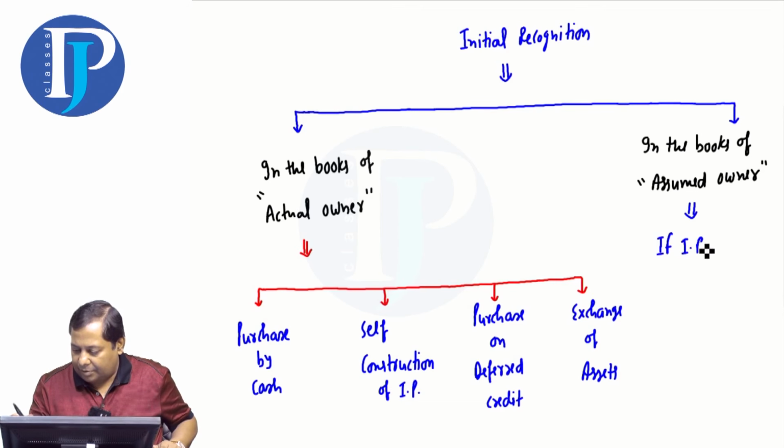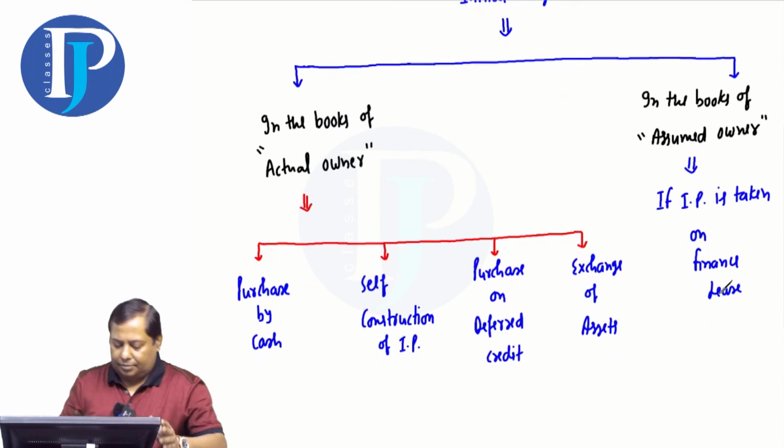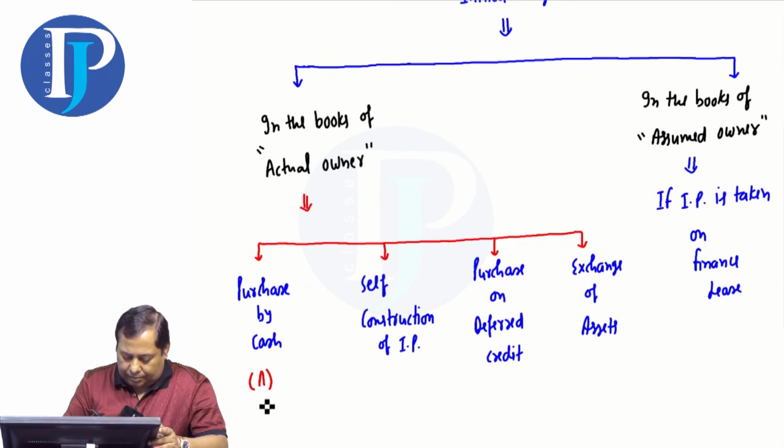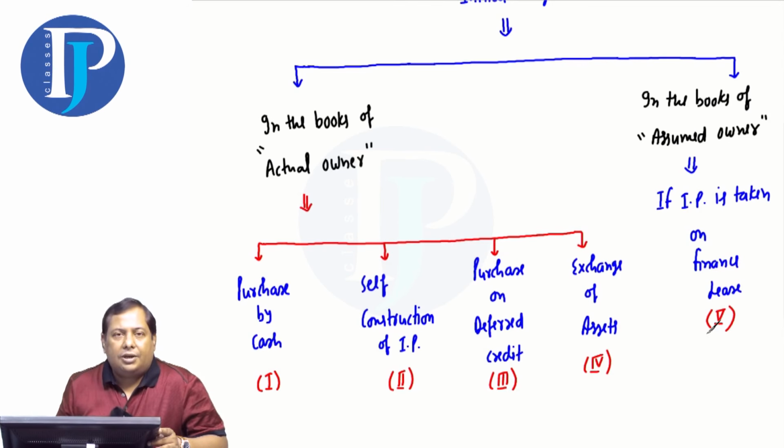If investment property is taken on finance lease, there are 5 ways, okay students? One, two, three, four, five. There are 5 ways.